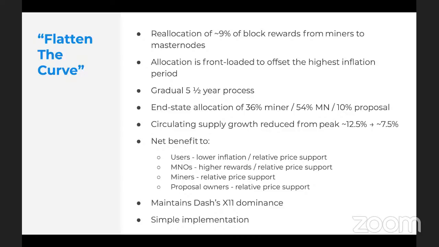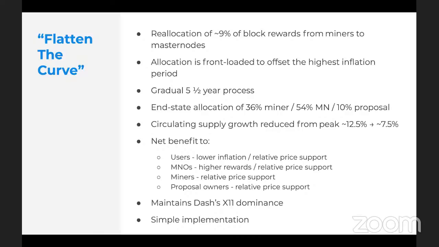Miners counterintuitively may actually benefit from this as well. Why is that? If their rewards are dropping in terms of Dash denominated rewards, how could this possibly be beneficial? Well, one, because of the relative price support. On a relative basis, they may be getting less Dash denominated rewards, but the value of those should be higher. And when you take that into account, it's effectively neutral.